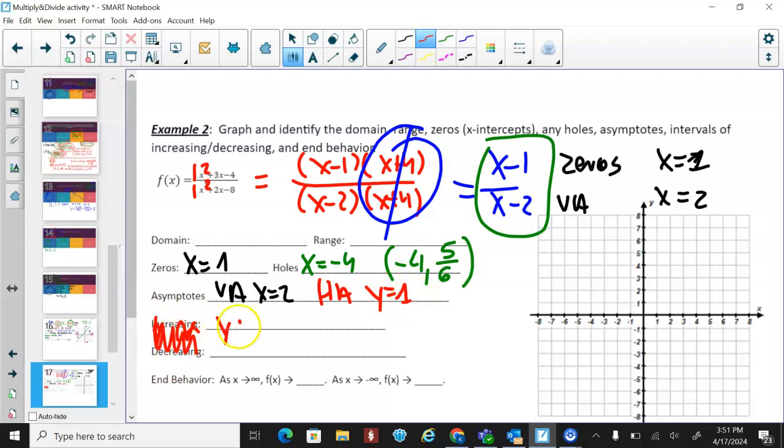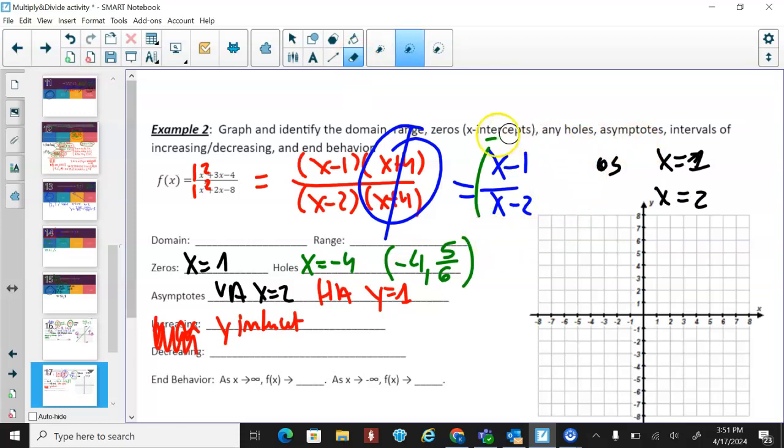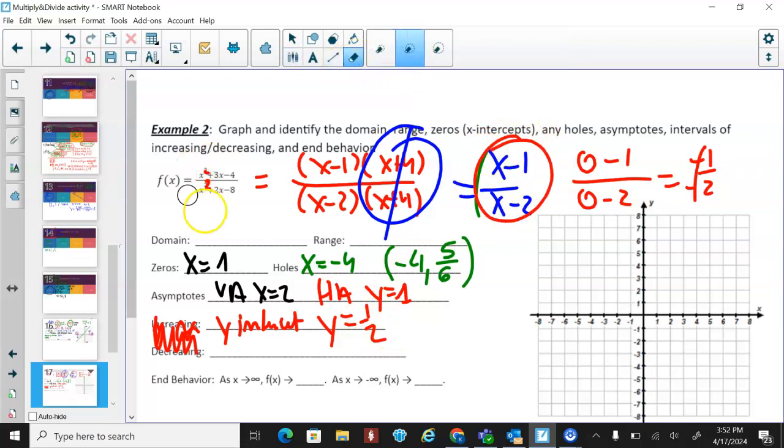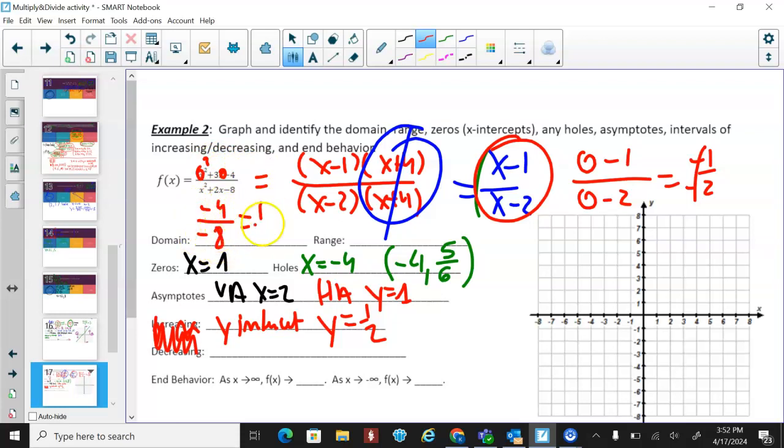We're going to do y-intercept. So with y-intercept, again, we just plug in zeros instead of the x right here, because y-intercept happens when x is 0. So we're going to do 0 minus 1 over 0 minus 2. That's negative 1/2 over... negatives would cancel, so that's 1/2. So my y-intercept would be at 1/2. Why? I plugged it into here. Okay, you can also plug it into the original equation here. So it's going to end up being 0 squared, 3 times 0. So you're going to have really negative 4 over negative 8 left, and it's going to simplify to 1/2 as well. Okay?